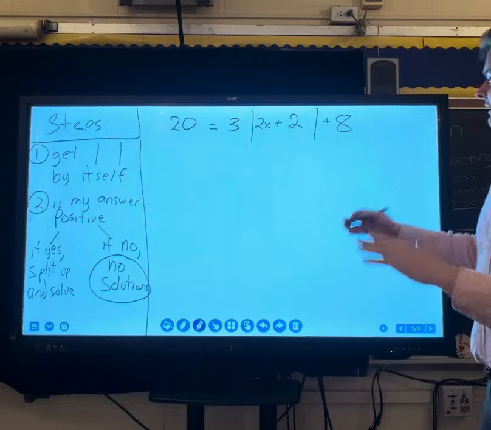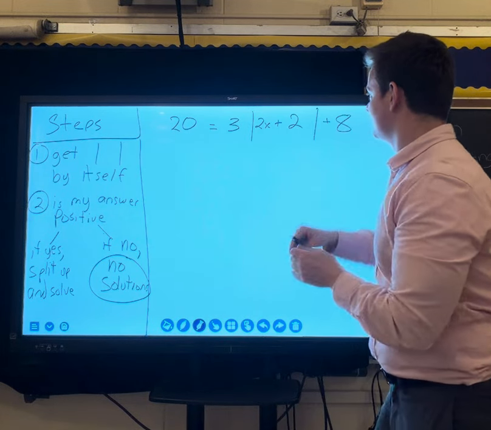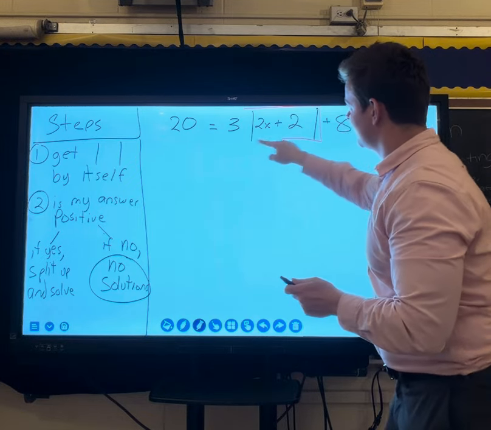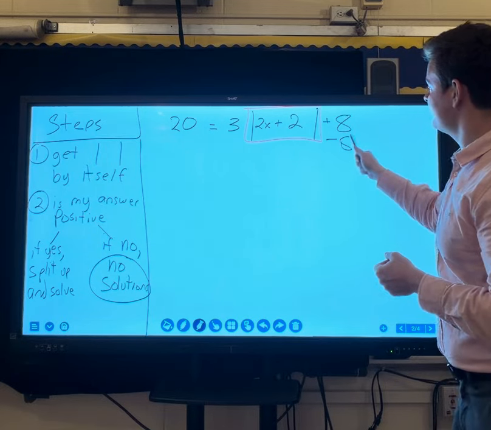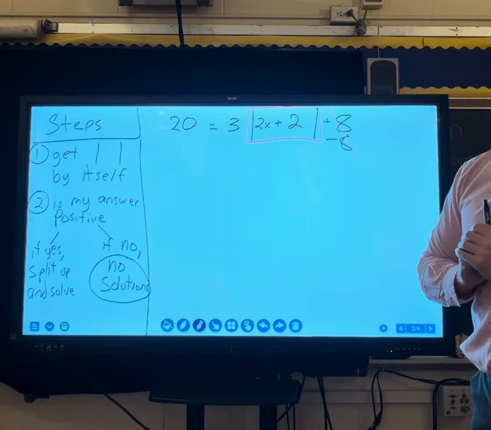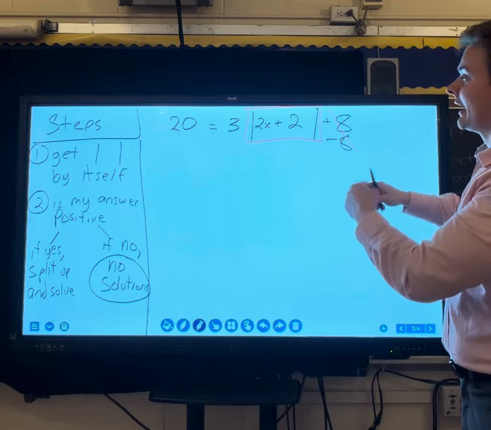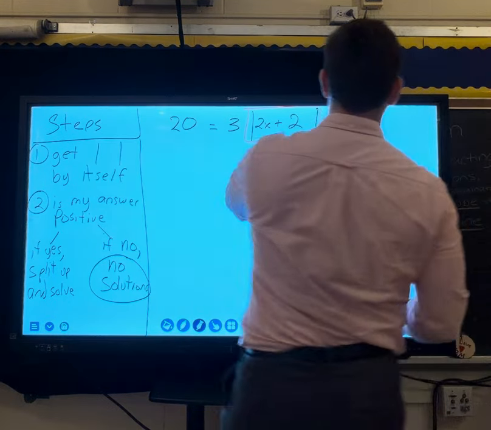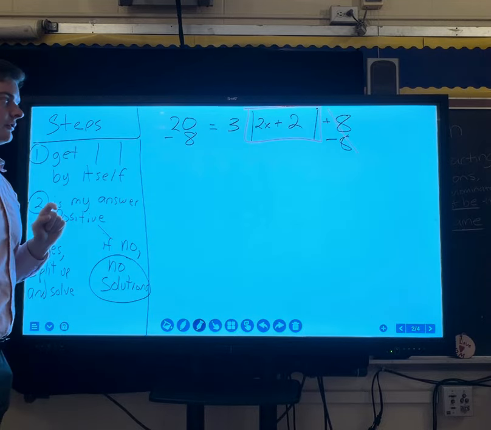This next one, same thing. Get my absolute value by itself. So I'll put my little box around it. I see a +8 next to it. I'm going to get rid of a +8 by adding 8. Sorry, I'm going to get rid of a +8 by subtracting 8. I do the inverse or the opposite. If I subtract 8 over here, I also subtract 8 over here.